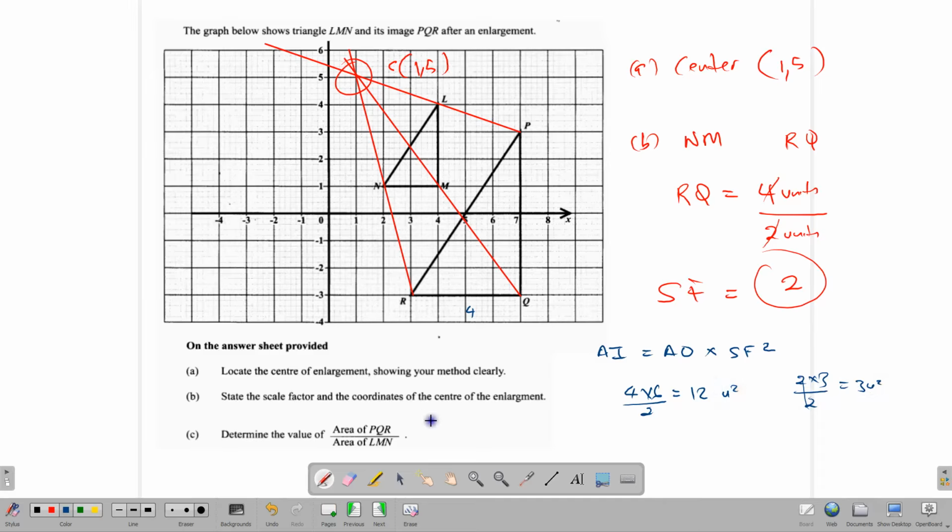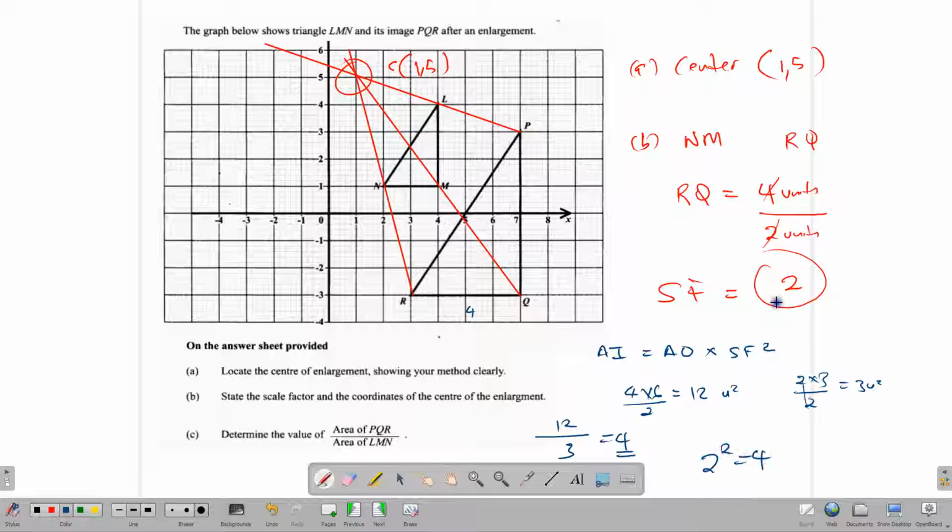And now we want to write that in this form. So the area of PQR over the area of LMN is 12 over 3, and 12 divided by 3 gives you 4, which incidentally, the scale factor is 2, and 2 squared is equal to 4.